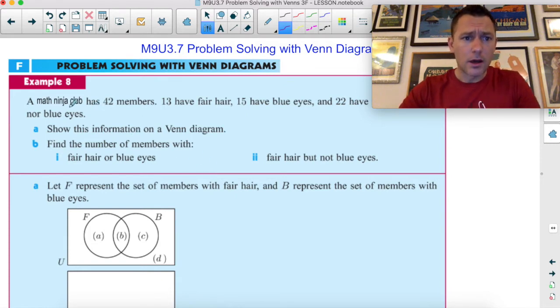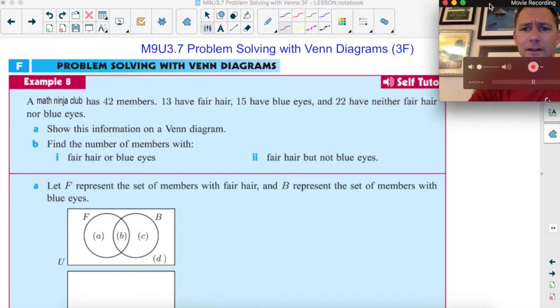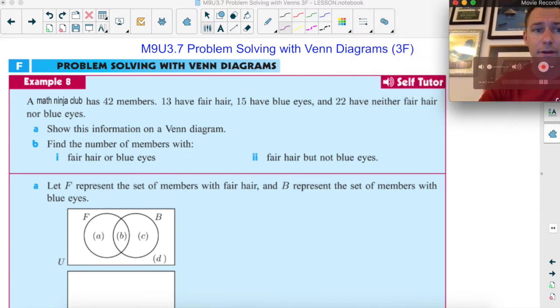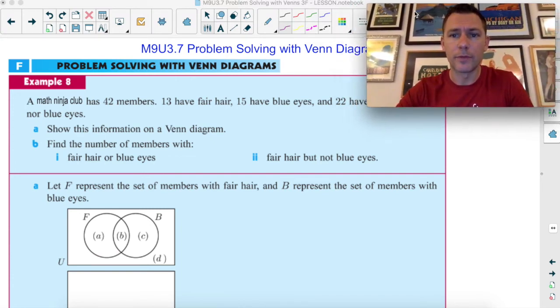So Math Ninja Club has 42 members. So this many have fair hair, this many have blue eyes, and get your face out of there, Berkevich. 22 have neither fair hair nor blue eyes, so neither nor.